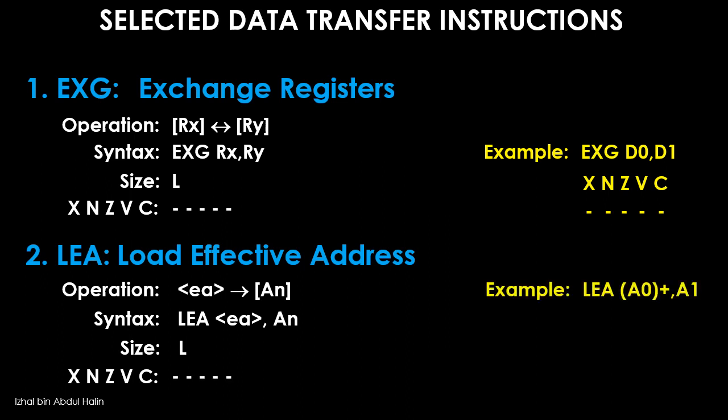The example shows the instruction LEA (A0)+, A1. The source addressing mode is the address register indirect with post increment. Upon execution, the address in memory pointed by the source, which is the value in A0, is loaded into register A1. After the data is loaded, the value in A0 is incremented by 4. It is incremented by 4 because this instruction operates on long word data only, and long word data is stored in 4 consecutive addresses. The condition code register is shown to be unaffected by this instruction.